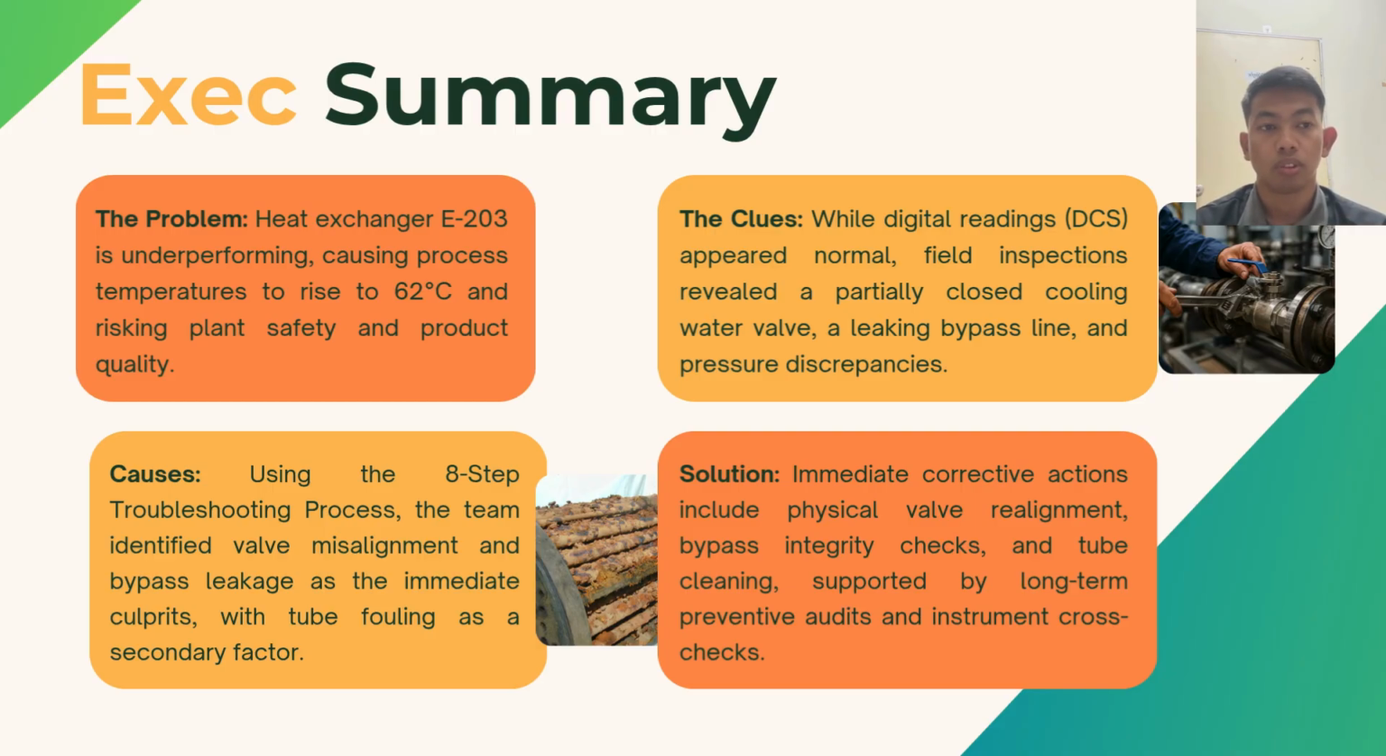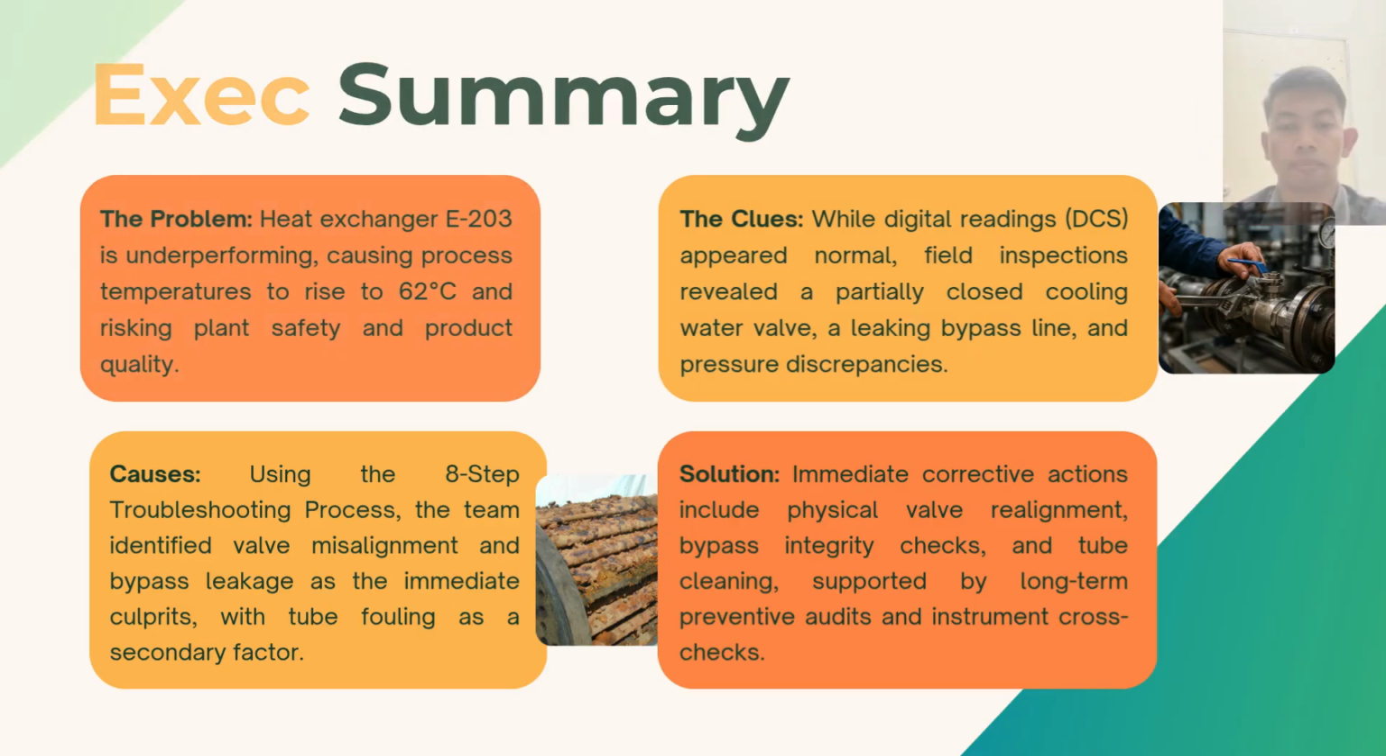For the clues, while digital readings from the DCS appeared normal, field inspection revealed a partially closed cooling water valve, a leaking bypass line, and pressure discrepancies. For the solutions, immediate corrective actions include physical valve realignment, bypass integrity checks, and tube cleaning, supported by long-term preventive audits and instrument cross-checks.